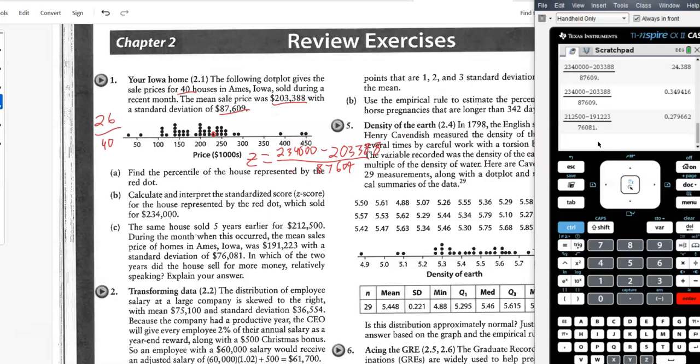Which one sold for more money? I would say the first house. So the first sale was for more money.